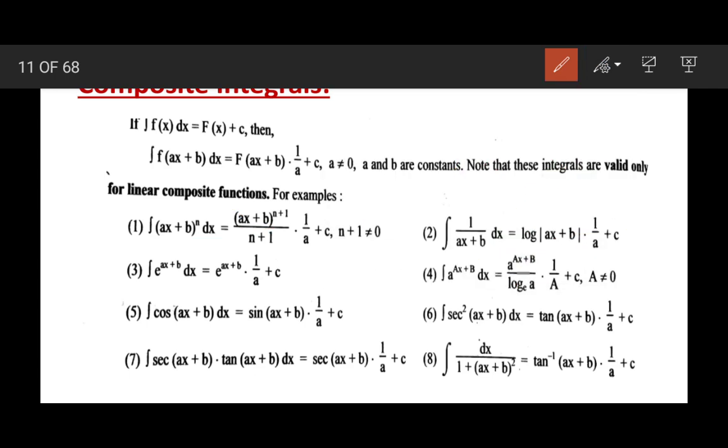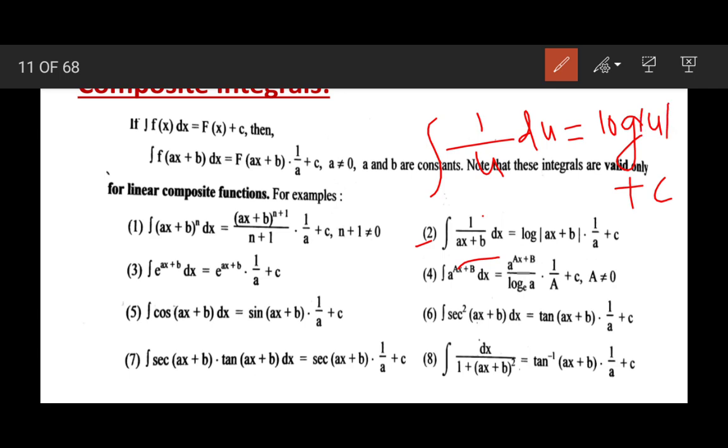Then the second formula, integral of 1 upon ax plus b dx. We know that integral of 1 upon u du is log of mod u plus c. But u is ax plus b. So the integral is log of mod ax plus b into 1 upon a plus c. Then integral of e raised to ax plus b dx is equal to e raised to ax plus b into 1 upon a plus c.